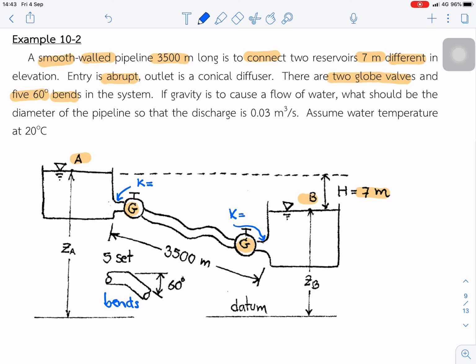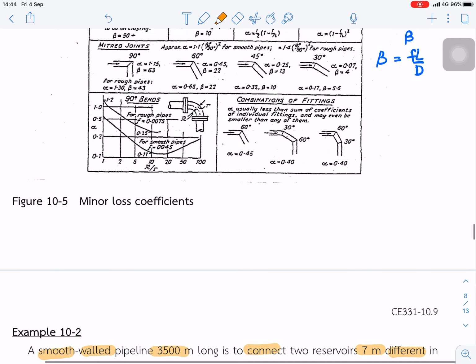If the cavity is caused to flow of water, what should be the diameter of the pipe line so that the discharge is 0.03 cubic meter per second, and assume water temperature is 20 degrees. Okay, so the next step we have to identify what is the minor loss. You can look back to this.